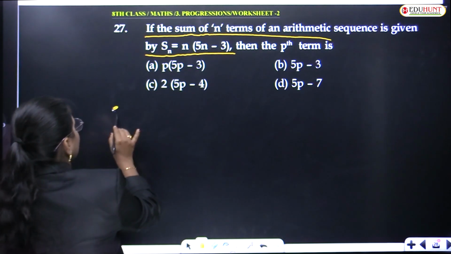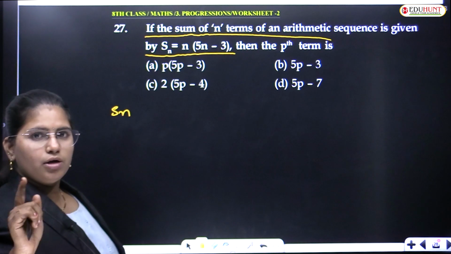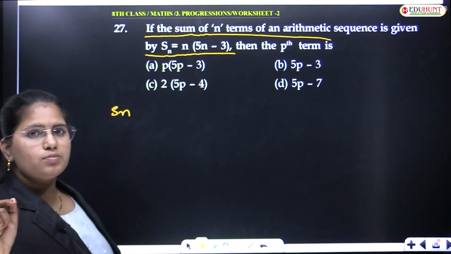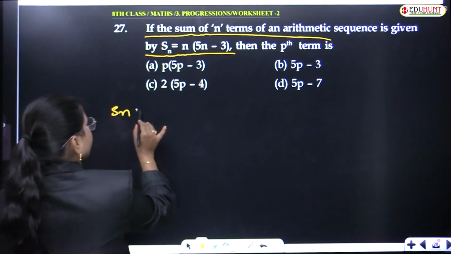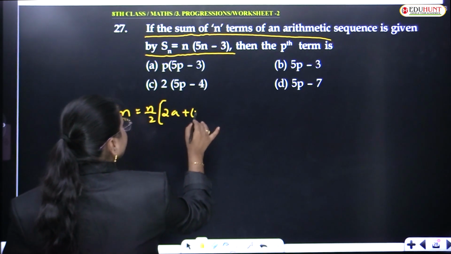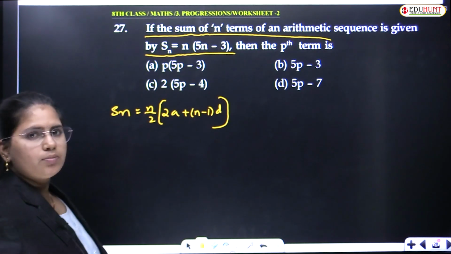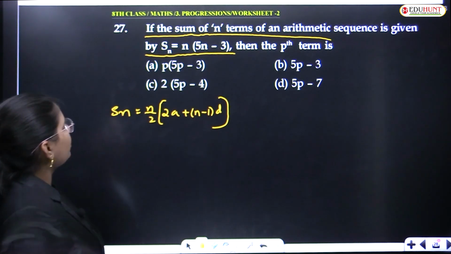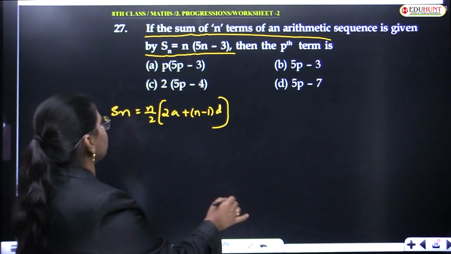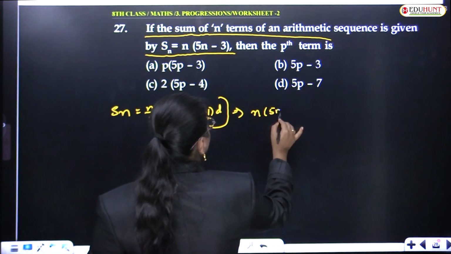Sum of n terms is usually represented with Sn. Do you remember? And what is the formula? n by 2 into 2a plus n minus 1 into d. This is the sum of n terms in an arithmetic progression. Okay. So what is given? Sn is given as n into 5n minus 3.